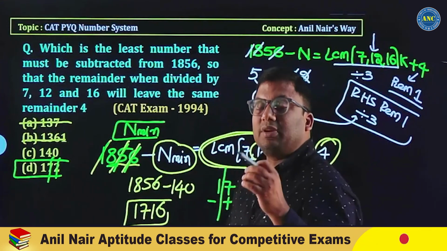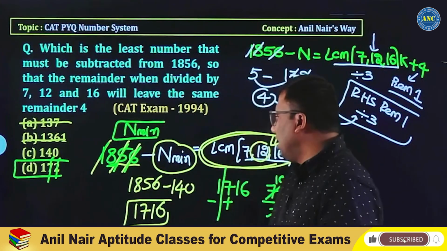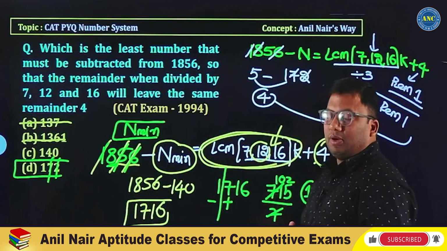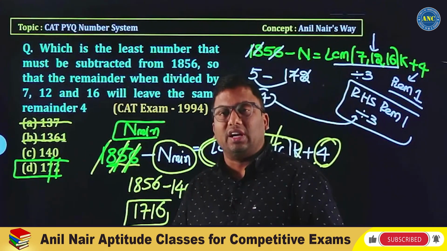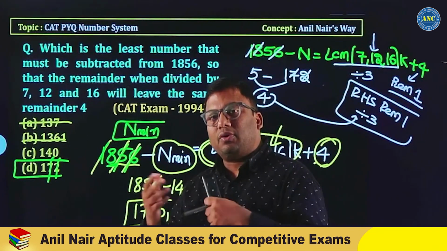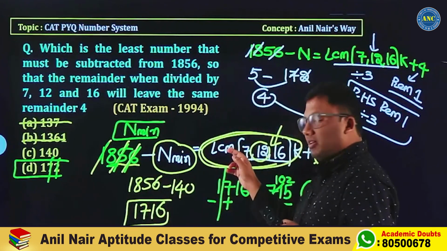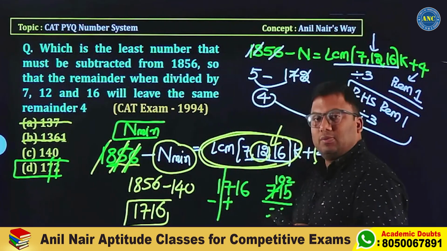What is the concept that is used in solving this question? If the input number is divisible by 3, the output is also divisible by 3. If the input number is divisible by 7, the output is also divisible by 7.